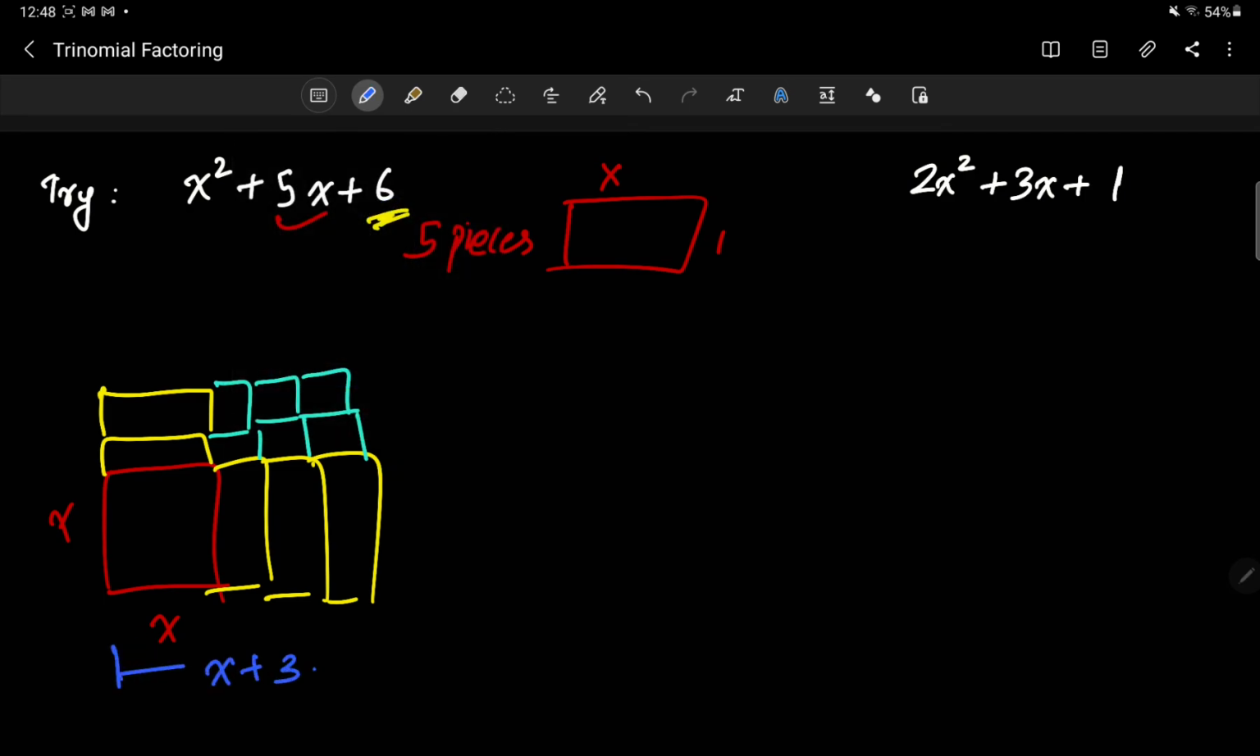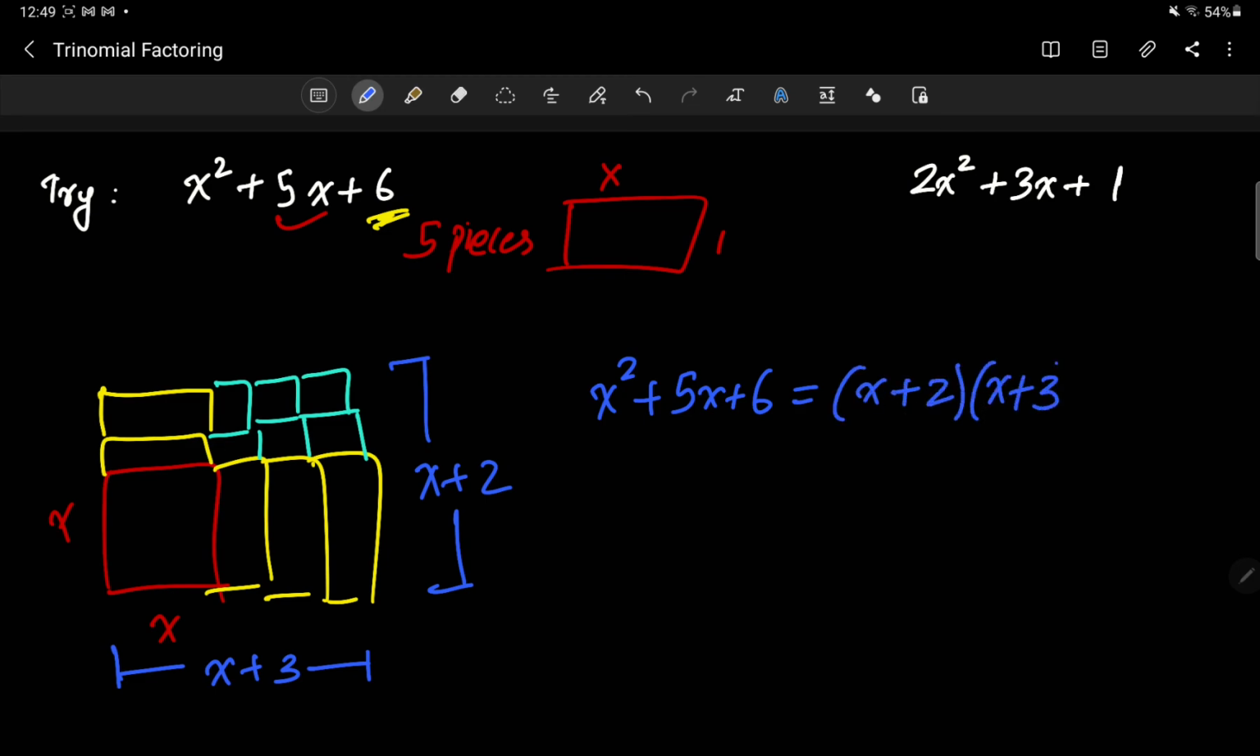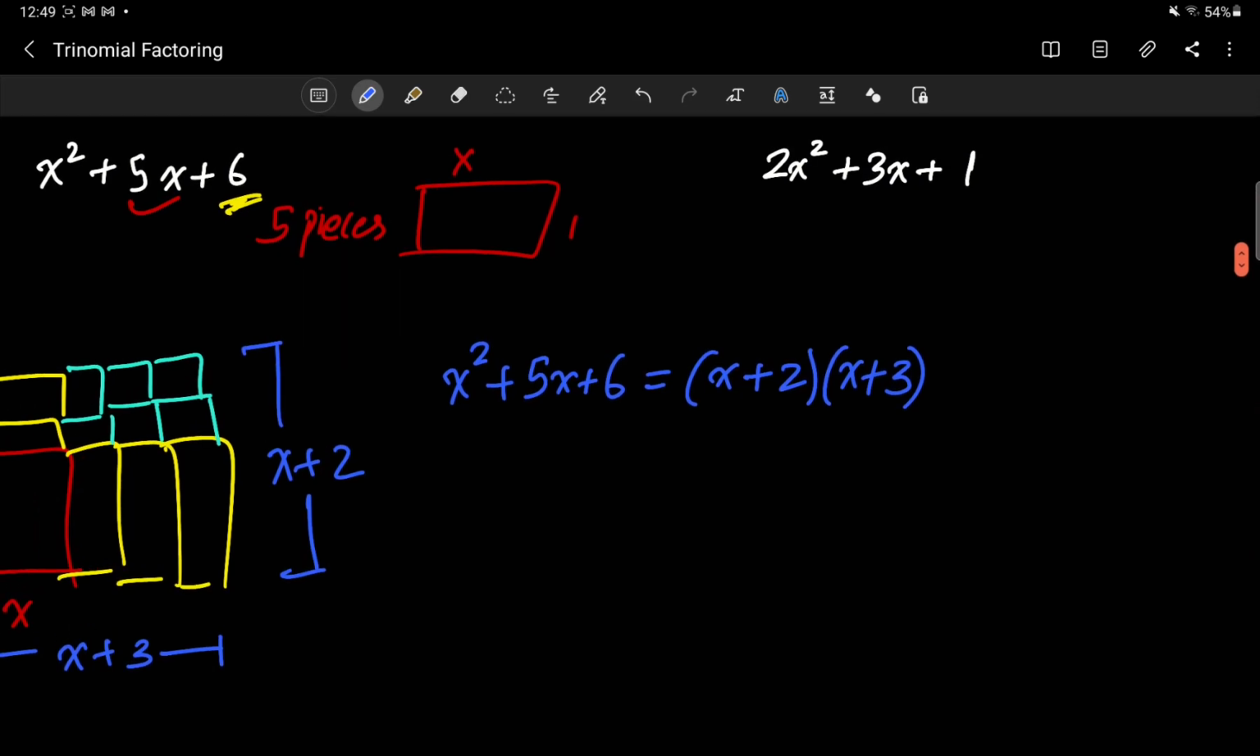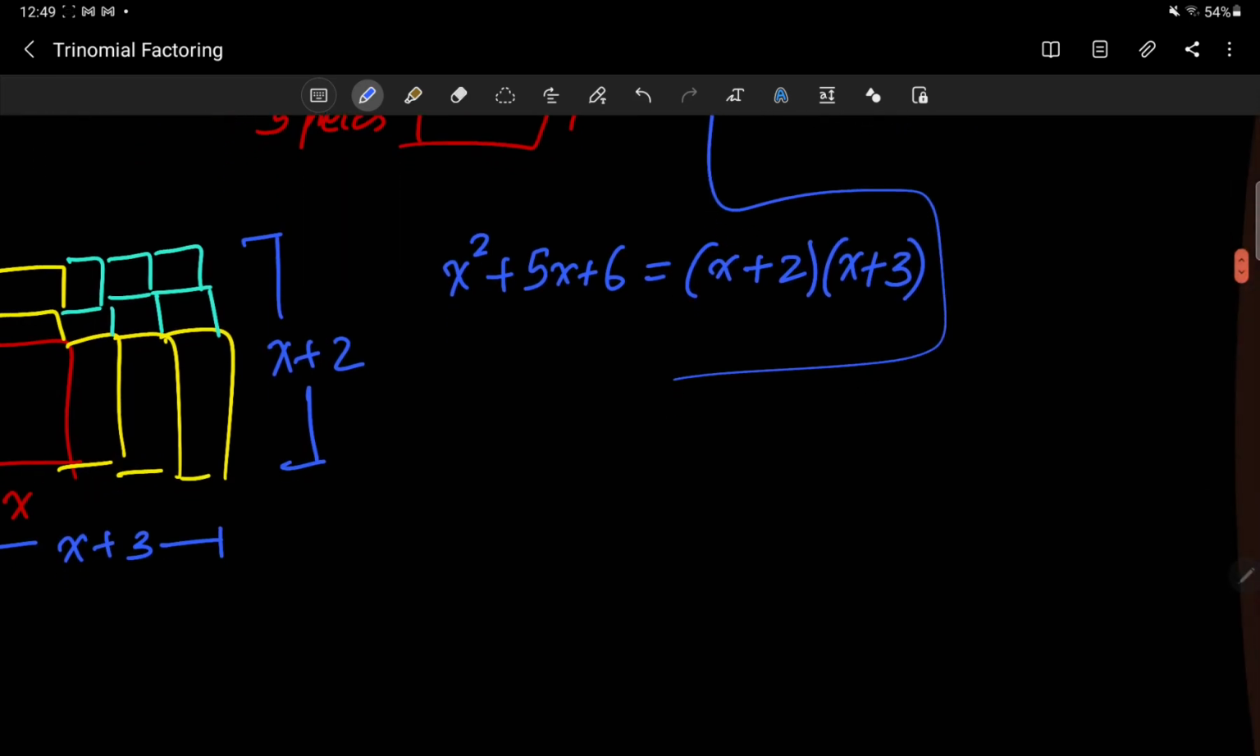And this side of the rectangle is x plus 3, and this side is x plus 2, which means that x squared plus 5x plus 6 is going to equal x plus 2 times x plus 3. Okay, so this is the visual way in which you can try this out. You can pause the video and try this one right here.